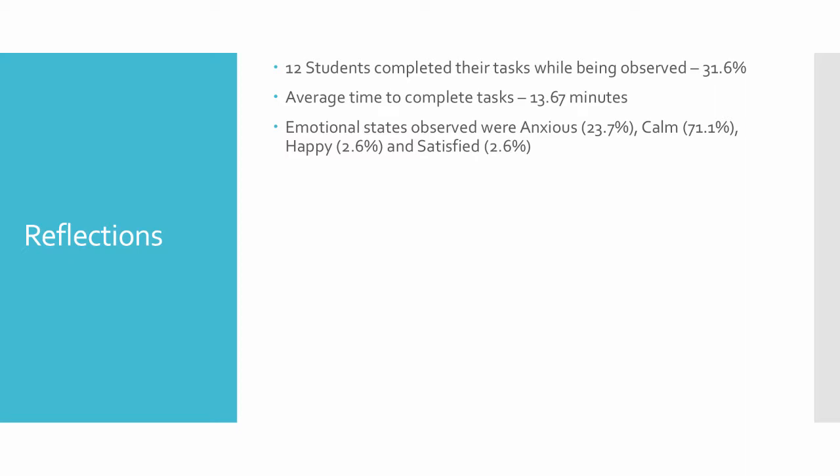Of all the students, I watched and observed for their emotional state, and I used a 4-part observation that determined whether they were anxious, calm, happy, or satisfied. So the largest group were the calm group, the 71.1%. Those students, when I say calm, they might have taken a long time there, but they did not seem frustrated or anxious or unhappy with the actual process.